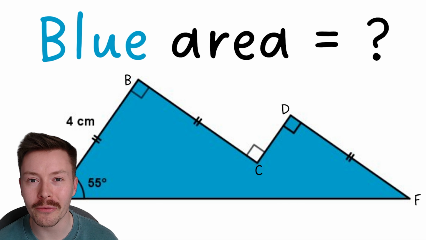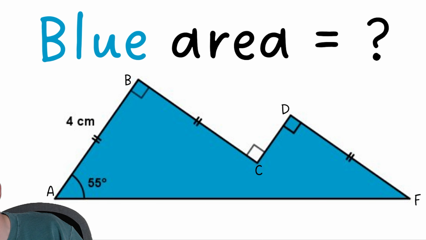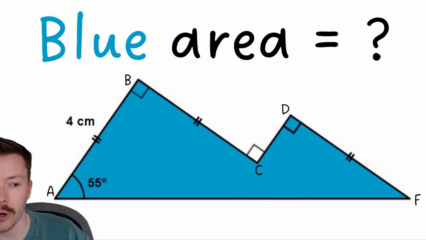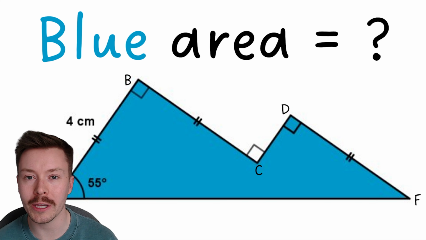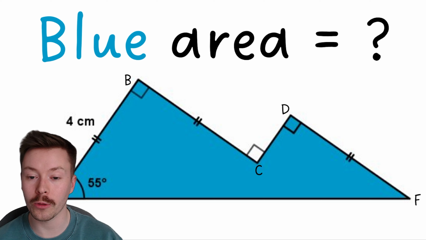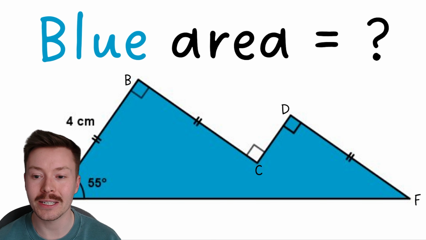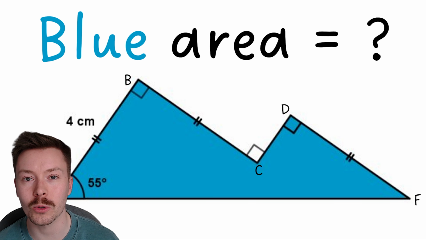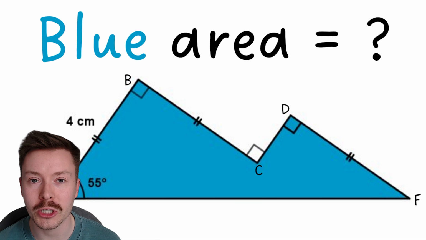This week's problem is about finding the area of this shape. We have, in the bottom left corner, where I've labelled it A, an angle of 55 degrees, and we've got some sides that are the same length, a length of 4, as you can see labelled on there, so AB, BC, DF, and we've got right angles identified on this shape as well.